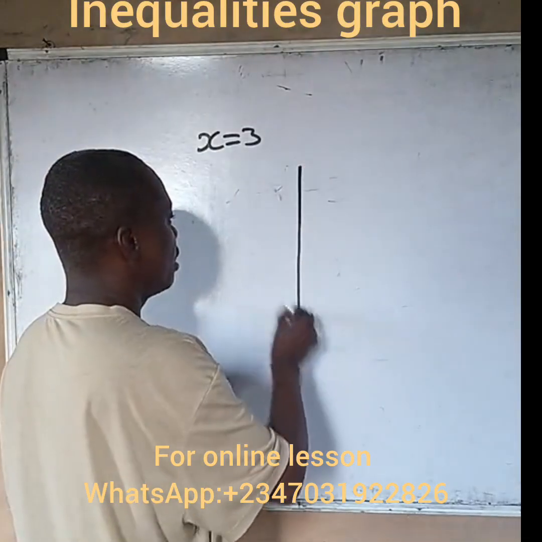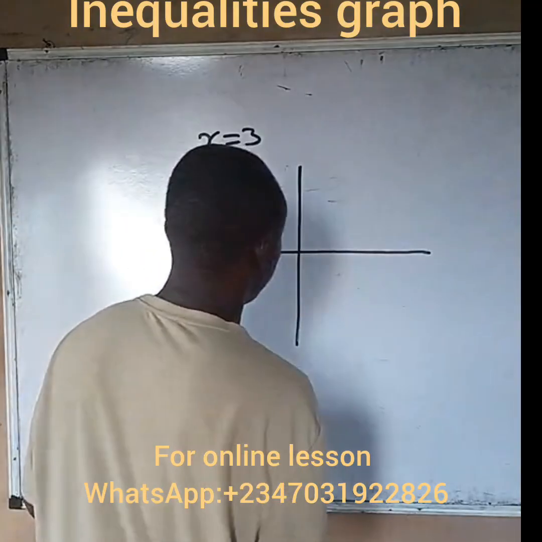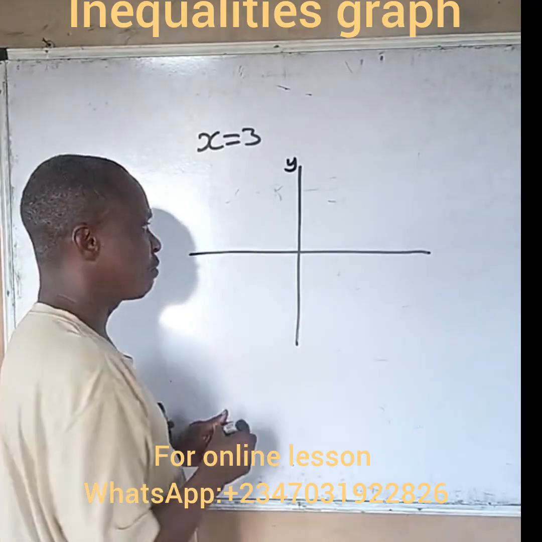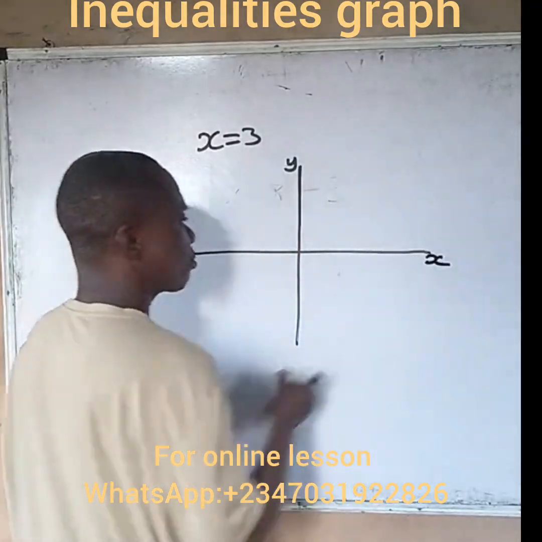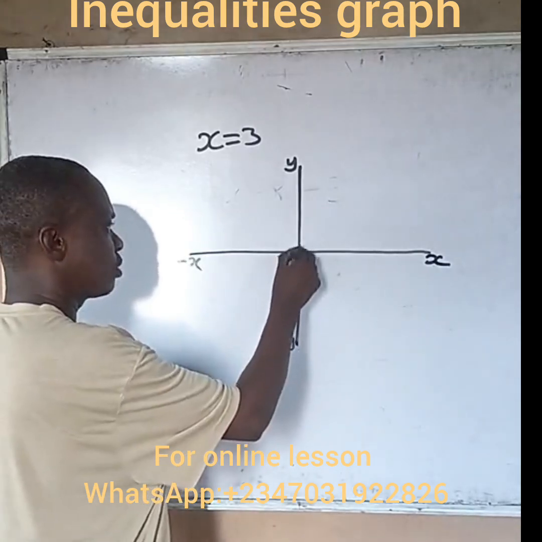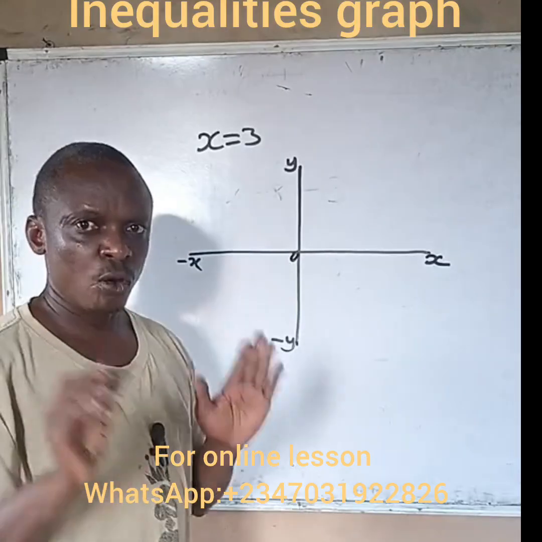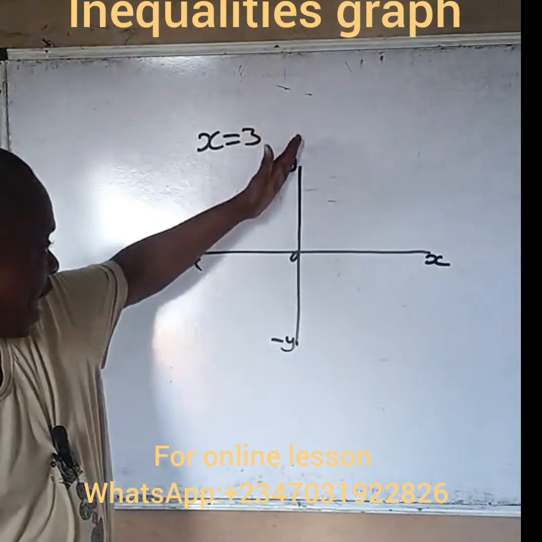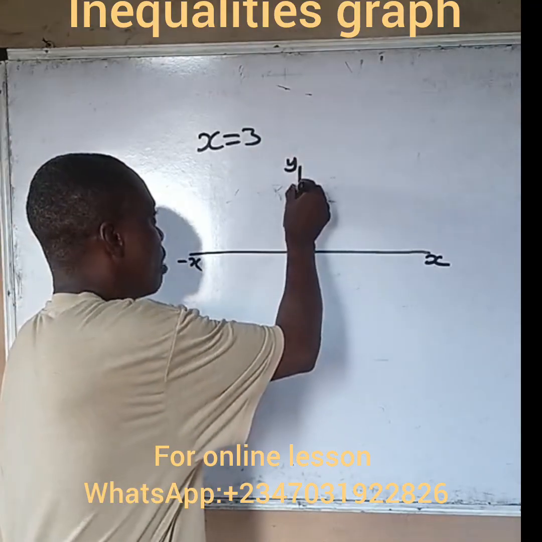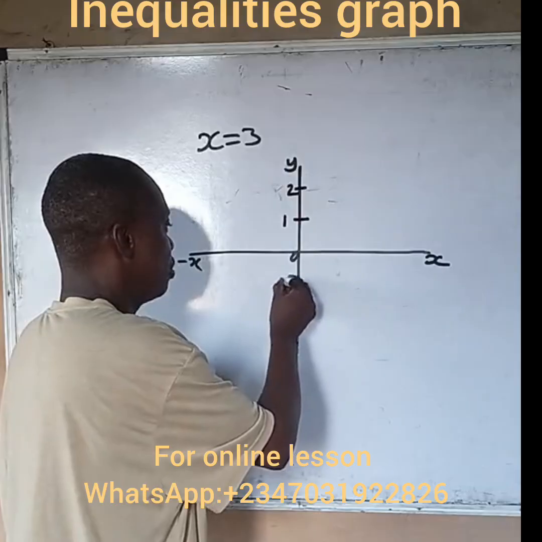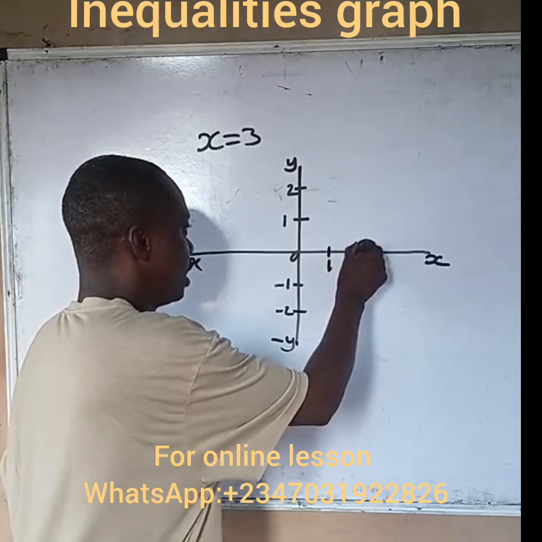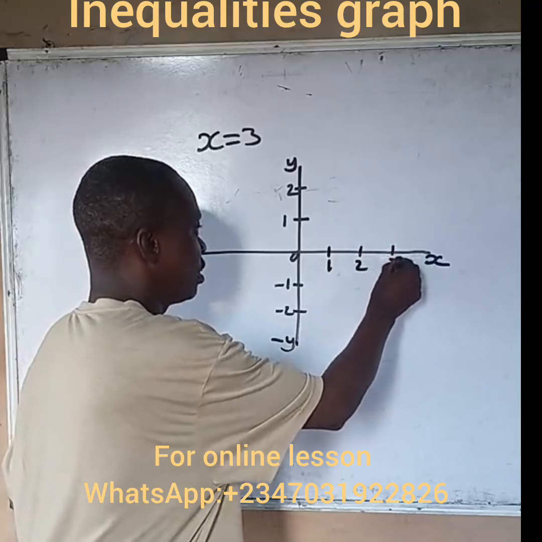Now remember that this is my y-axis, this is my x-axis, right? Understand this carefully when you're plotting a graph. This is your y and this is your x. This is your negative x, this is your negative y, and this is your 0 for y, 0 for x. Let's say I put here y1, y2, y minus 1, y minus 2. Let's say I put here x1, x2, x3.